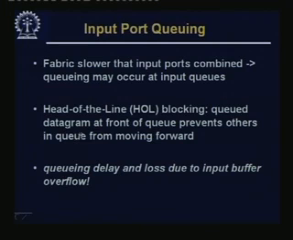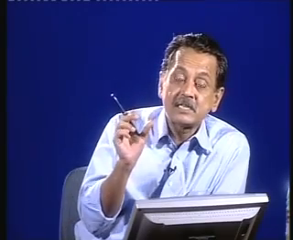Head of line blocking, of course, we have already discussed. A queued datagram at the front of the queue prevents others in the queue from moving forward. So, there is queuing delay and loss due to input buffer overflow. Now, this is the other thing which might happen. Remember that this queue is given for each input port. This buffer is not shared, it is only for that particular input port.